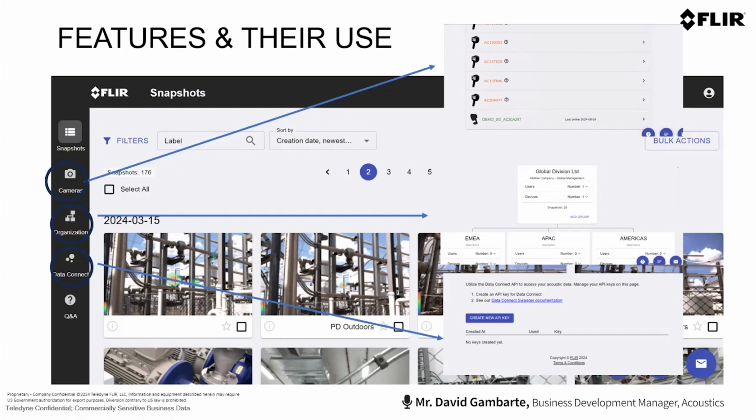Then we have the organization feature, in the right column, as you can see. This is just a basic example, where you can have a global division and see the number of users in it, the number of devices, and the number of snapshots, and you can add as many groups as you wish. I made this one with EMEA, APAC, Americas, but it doesn't matter. You could have different names, factory names, city names, region names, country names, whatever you want.